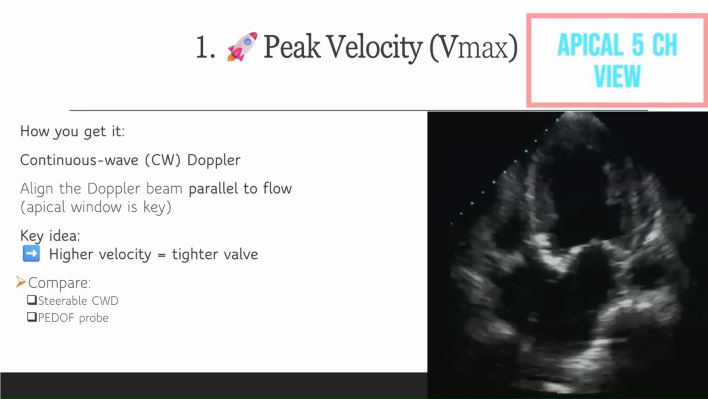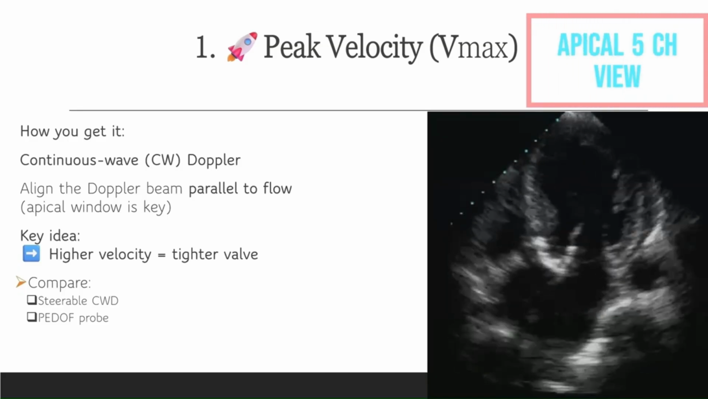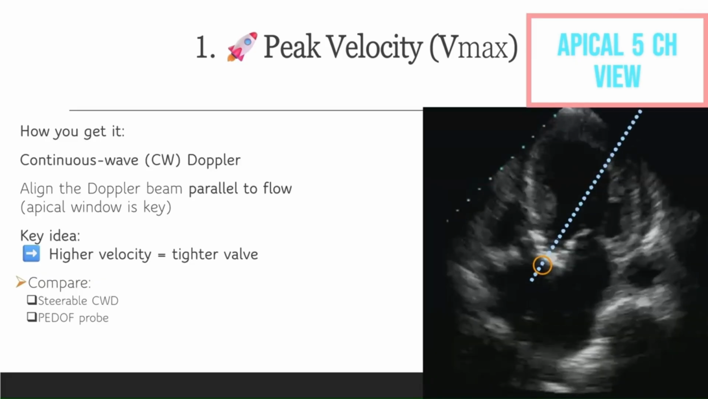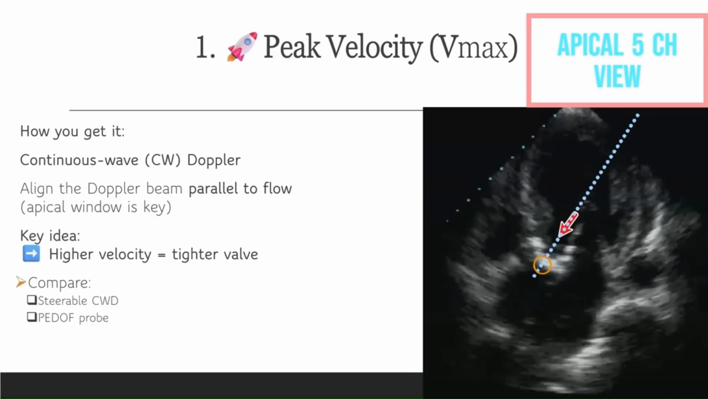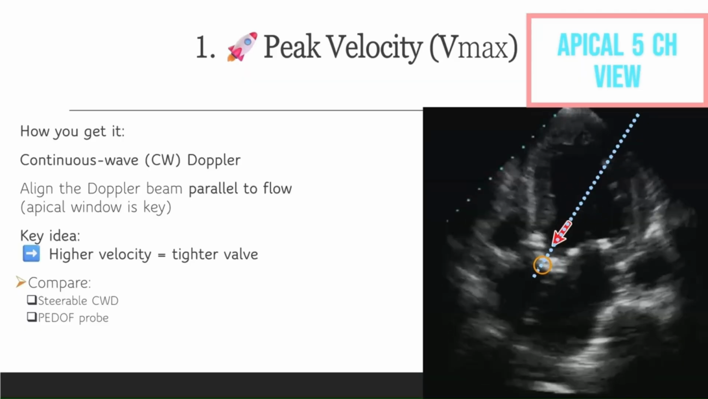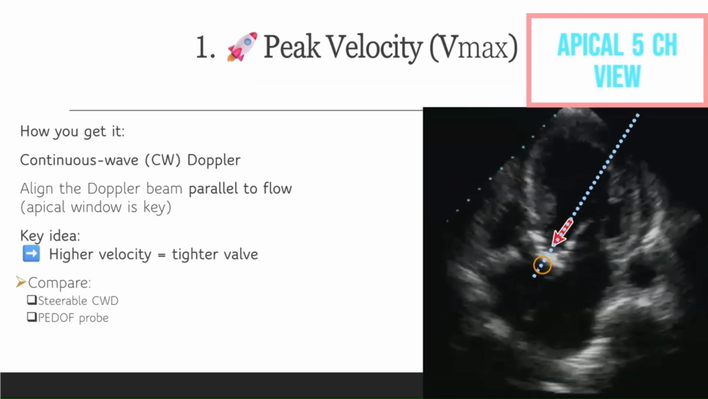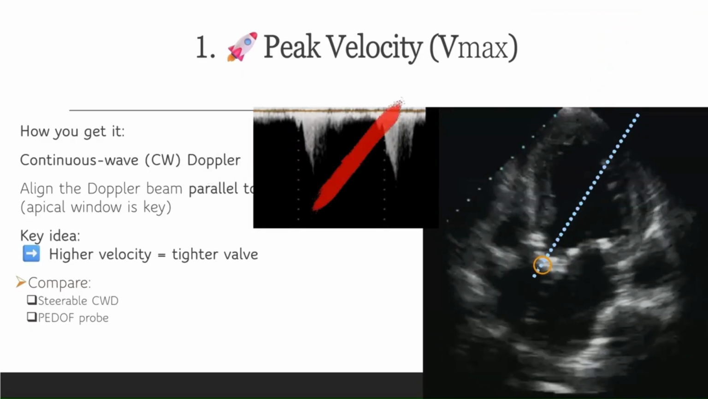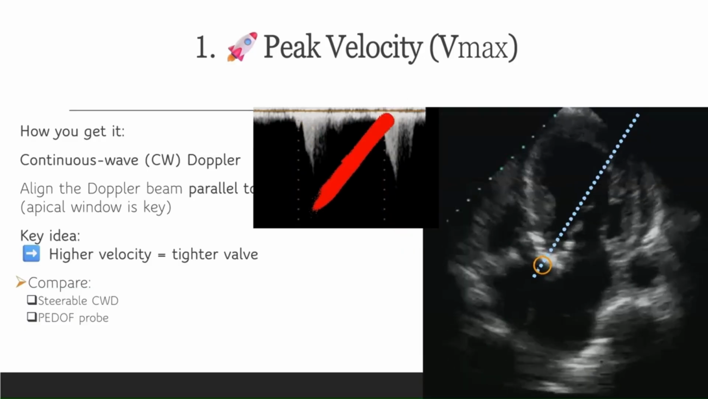Start in the apical window. From the apical 5-chamber view, place your continuous wave Doppler cursor directly through the LVOT and the aortic valve. Make sure your Doppler line is as parallel to flow as possible. If the velocity looks low or if the envelope looks weak, do not accept it. Do not save it or store it.